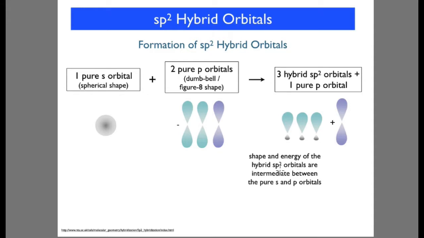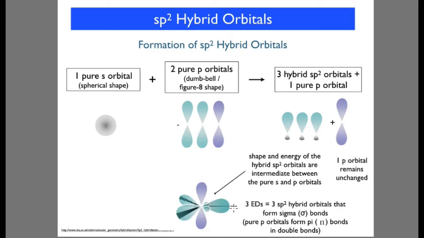The shape and energy of the hybrid sp2 orbitals are intermediate between the pure s and p orbitals, and this does remain unchanged. And so we get 3 electron domains from the sp2 hybrid orbitals that form sigma bonds. The pure p orbital can form a pi bond in double bonds. There's 3 electron domains. It's a trigonal planar arrangement with a bond angle of 120 between those electron domains.